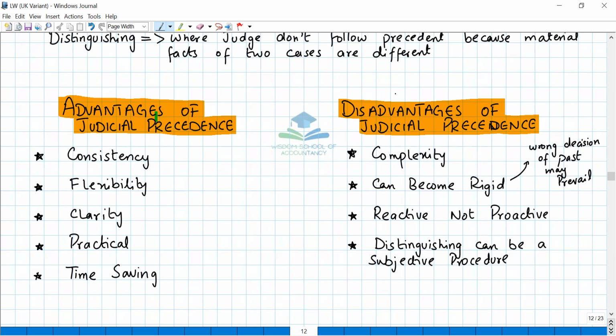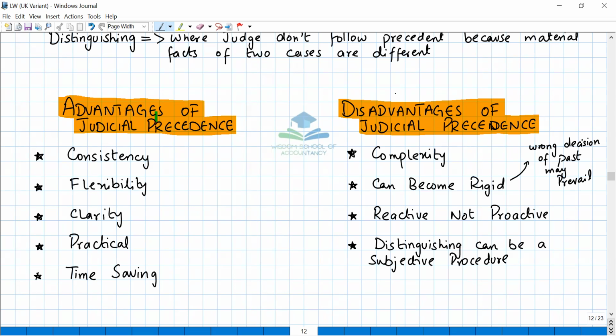It may be rigid. Reactive, not proactive. Reactive means that you are reacting to the past rather than anticipating the future. For example, a case happened and then you make a decision. A proactive approach means that if you are saying that this issue can happen, you create a law in advance. That is proactive. Reactive means that something happened and then you reacted to that. Okay.